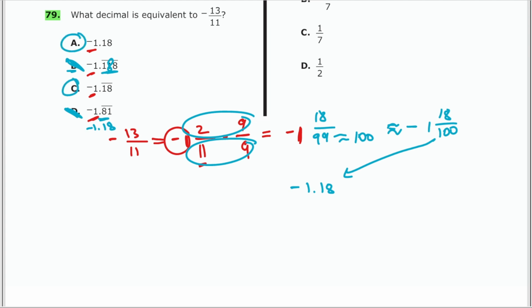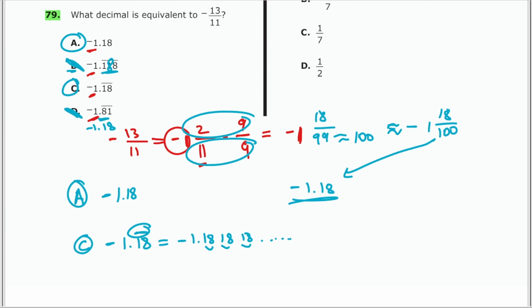So let's look through these two options. Option A is just strictly negative 1.18. It's very strict. Now for C, it's negative 1.18 bar. So it's negative 1.18, another 18, another 18, and it continues forever. All right, so that's the difference. That's what this bar here indicates. So now we don't have negative 1.18 strict. We have negative 1 and 18 over 99, which is close to A, but it's not A. So A is out. The answer is C.